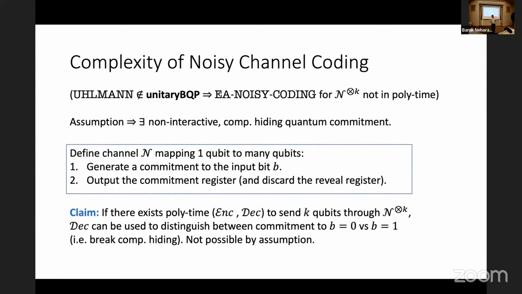On the other hand, if you're restricted to polynomial time, you can reason that there's no way that you can unscramble or decode this information without breaking the security of the underlying bit commitment scheme. So this gives an example of a noisy quantum channel where you don't expect to have polynomial time encoders and decoders. All right, so this is a sketch of the equivalence between Uhlmann being easy and noisy channel coding being easy.